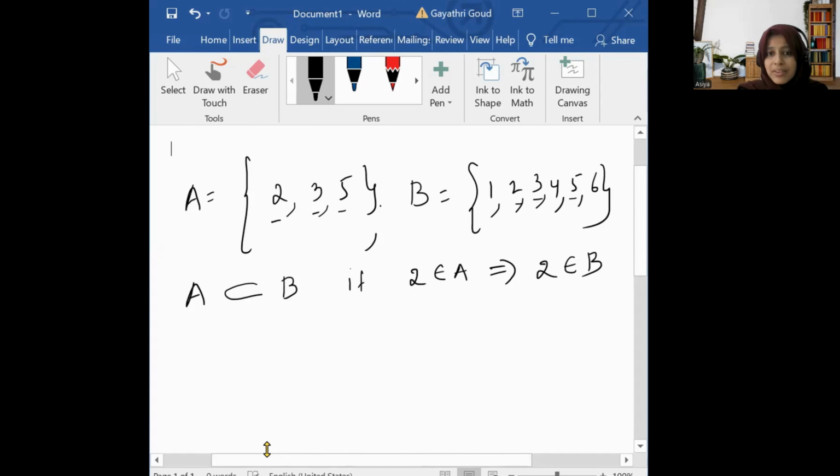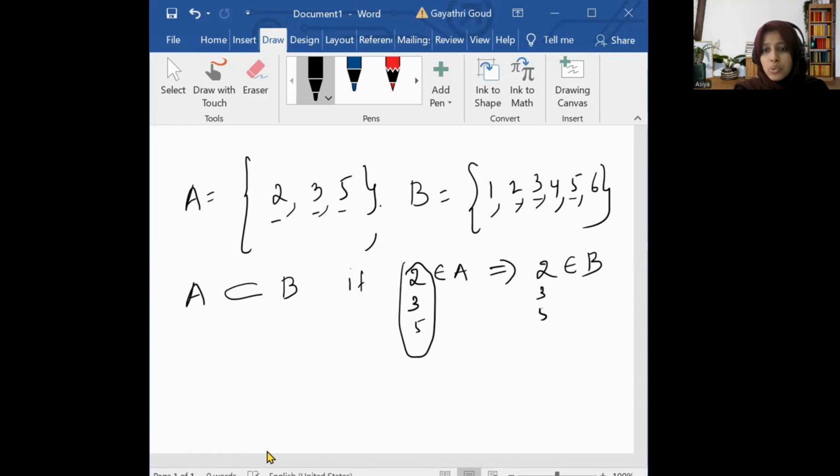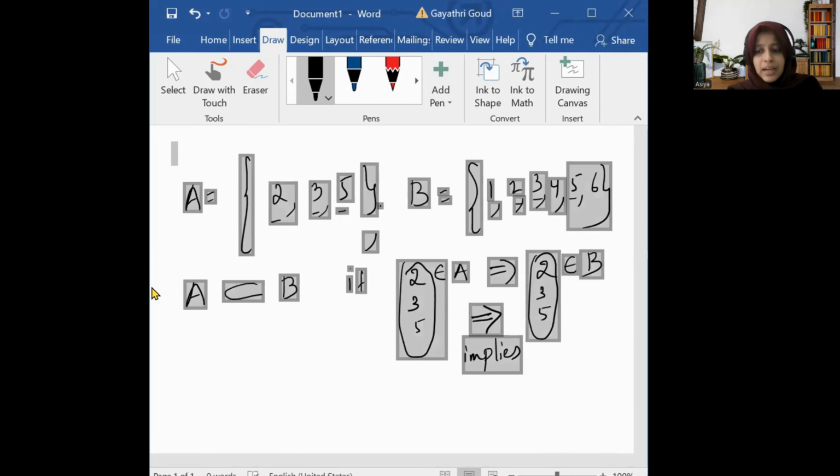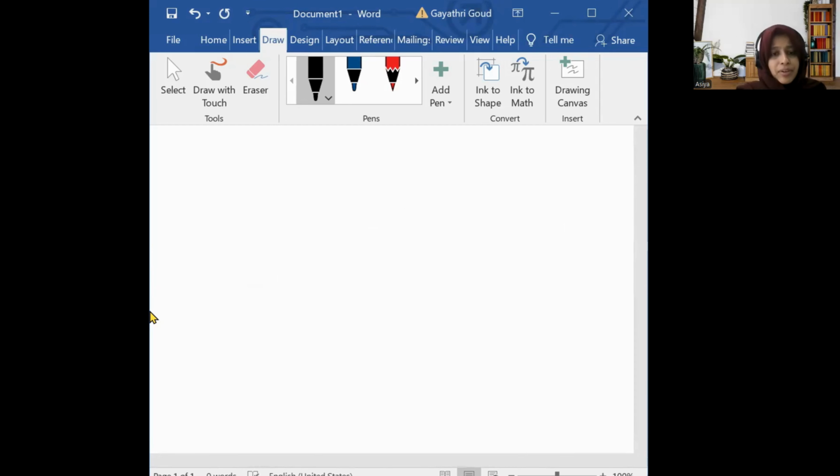Yes or no? If it belongs to my particular set, which is a subset of another set, that means it should also be contained in my other set. Similarly, it holds good with 3 and 5. If 2, 3, and 5 belong to A, that means 2, 3, and 5 also belong to B. Now I have used this symbol here, which means implies. How will I read it? A is a subset of B if 2 belongs to A, which implies 2 belongs to B as well. Yes or no? Yes. Now, let us have a look at another symbol that we are going to learn.